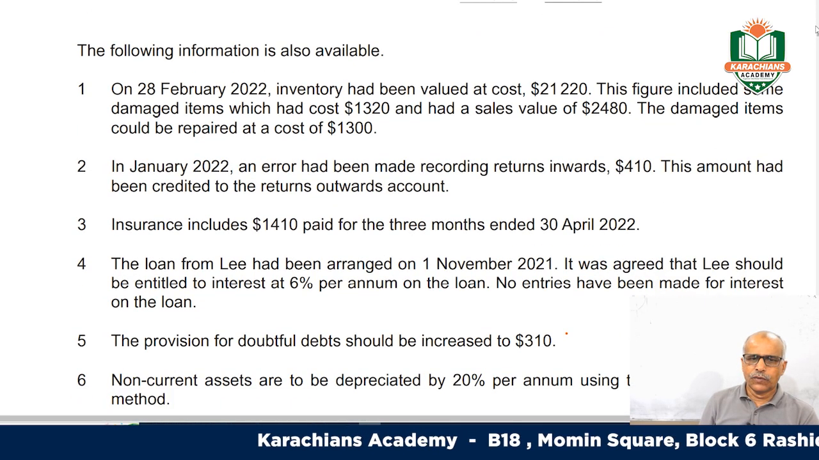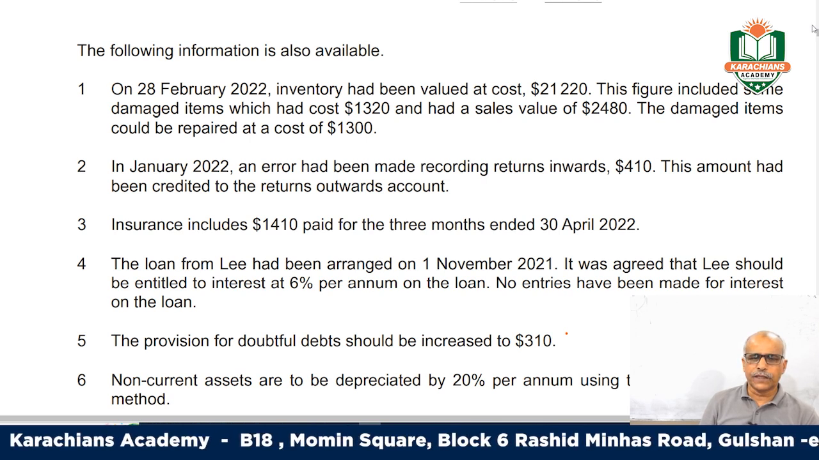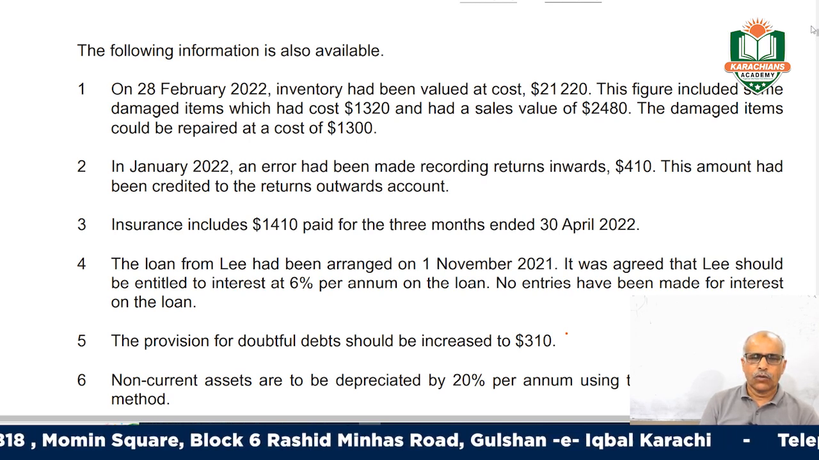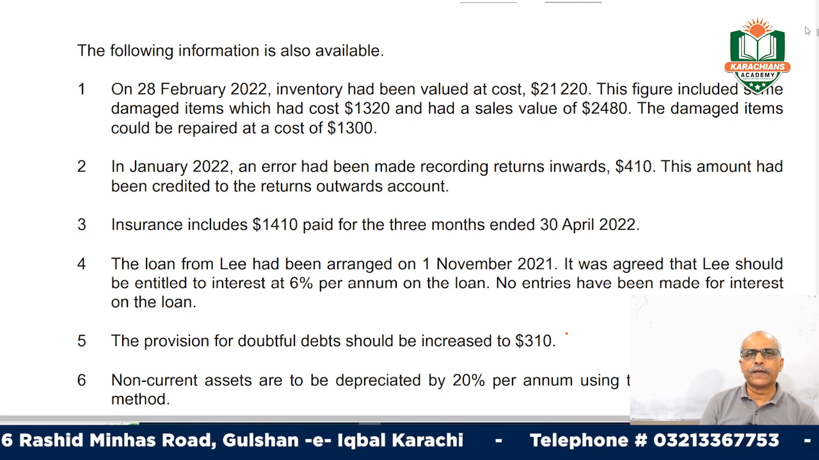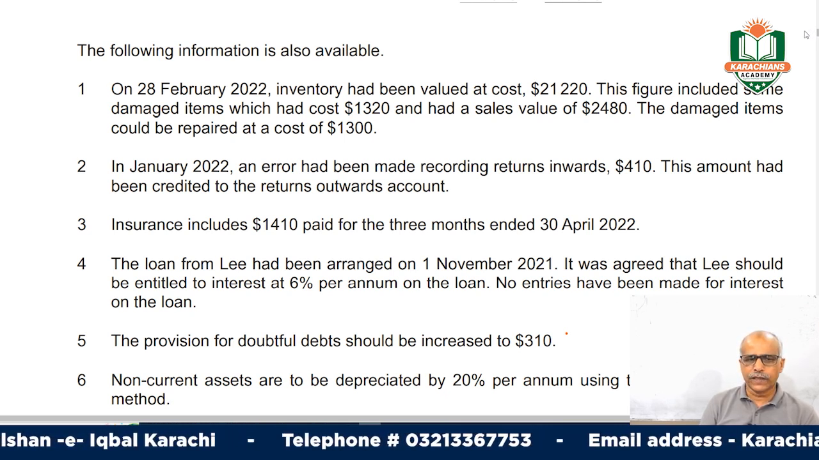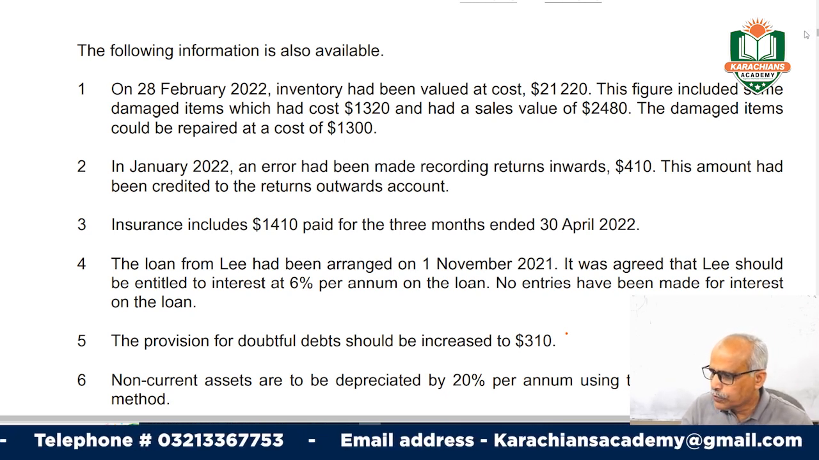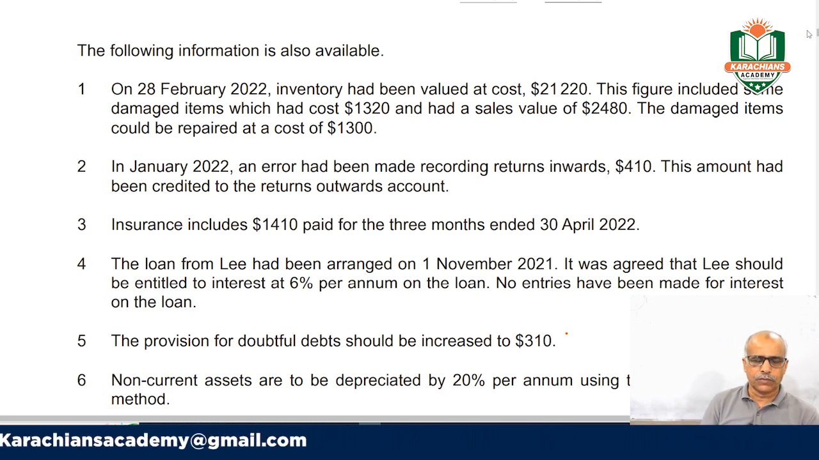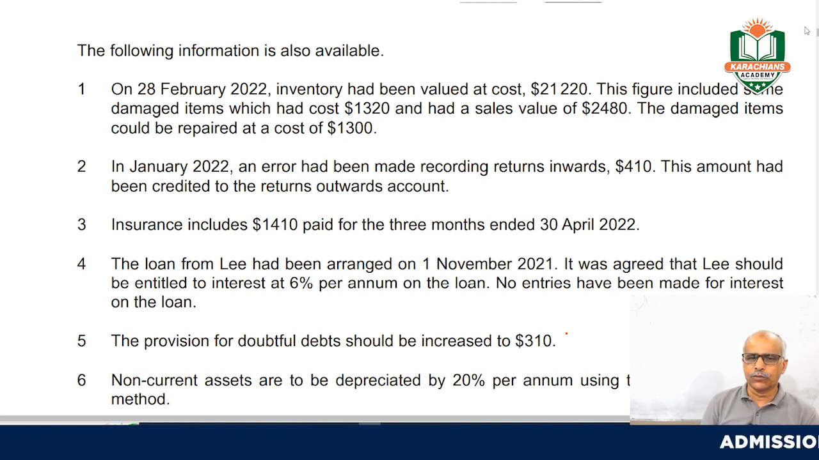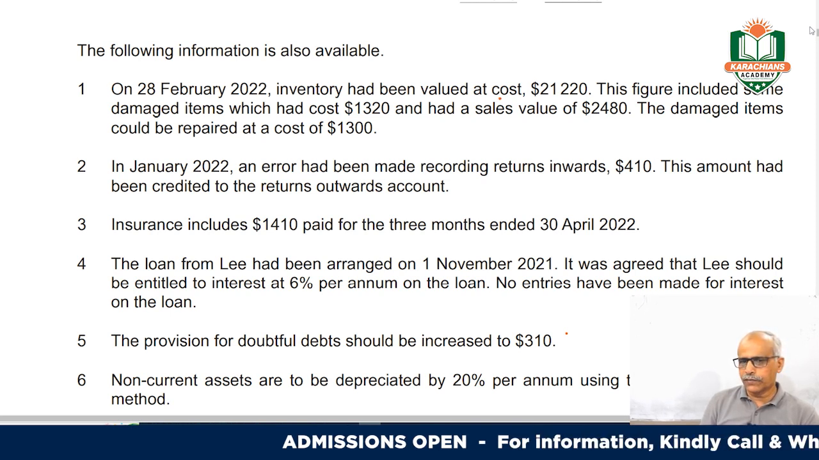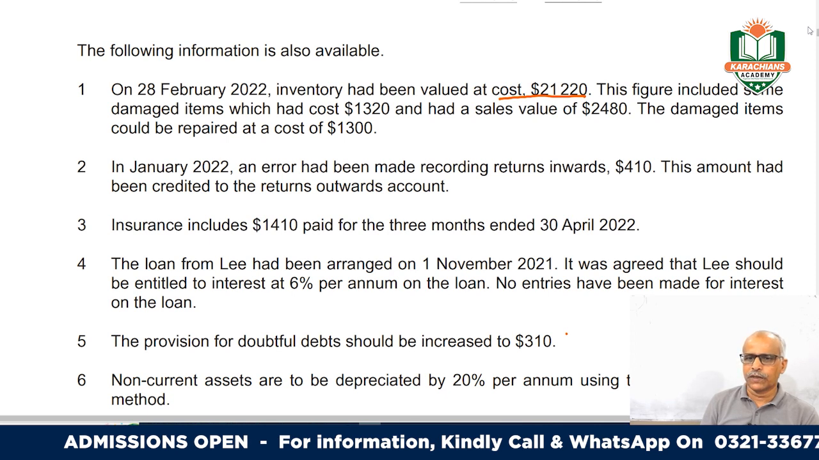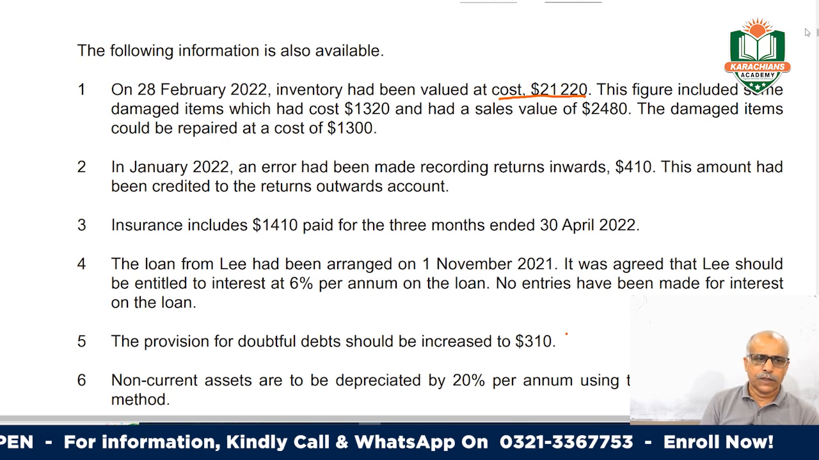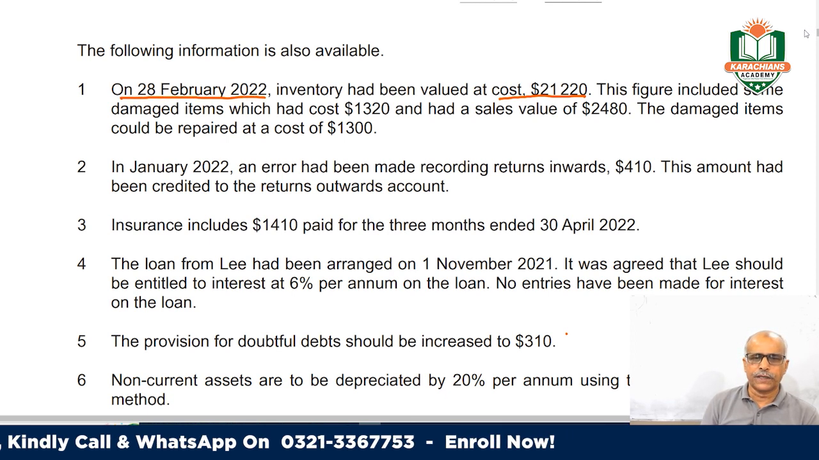Okay, we will see the following information that is also available. Read it very carefully, and we will make the working notes here, and those working notes will help us in preparing our all-important requirement, the income statement. On 28th of February 2022, inventory had been valued at cost. This is your ending inventory, cost 21,200.